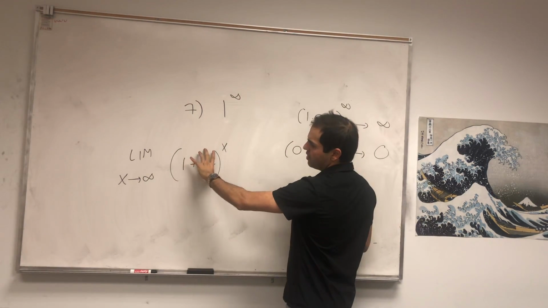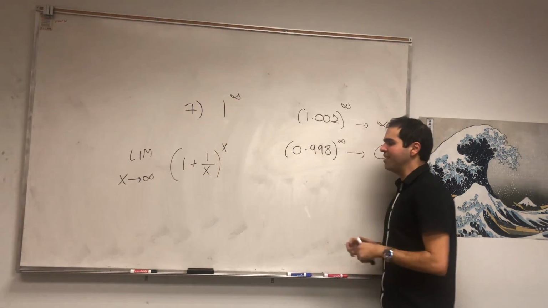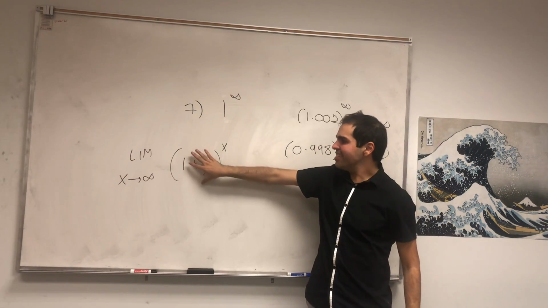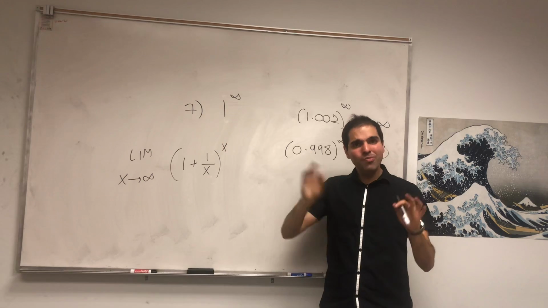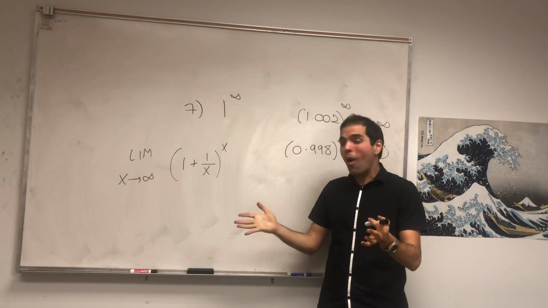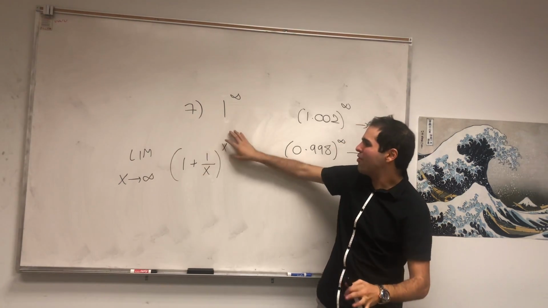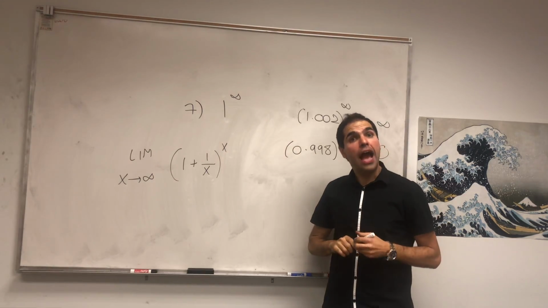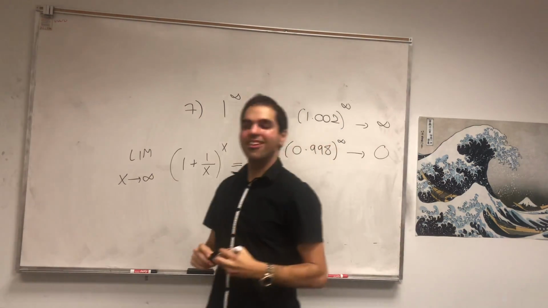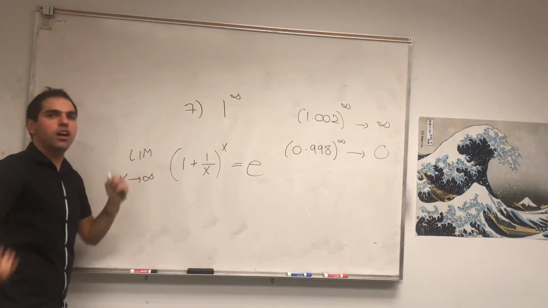Notice, this goes to 1, this is infinity, so it's 1 to the infinity. And what's interesting is, this is slightly bigger than 1, so you might think that it's infinity, but it's not quite true, because this goes to 0 fast enough compared to the exponent. The answer is actually, believe it or not, e. Who would have thought? Some number that's bigger than 1, but not quite infinity.